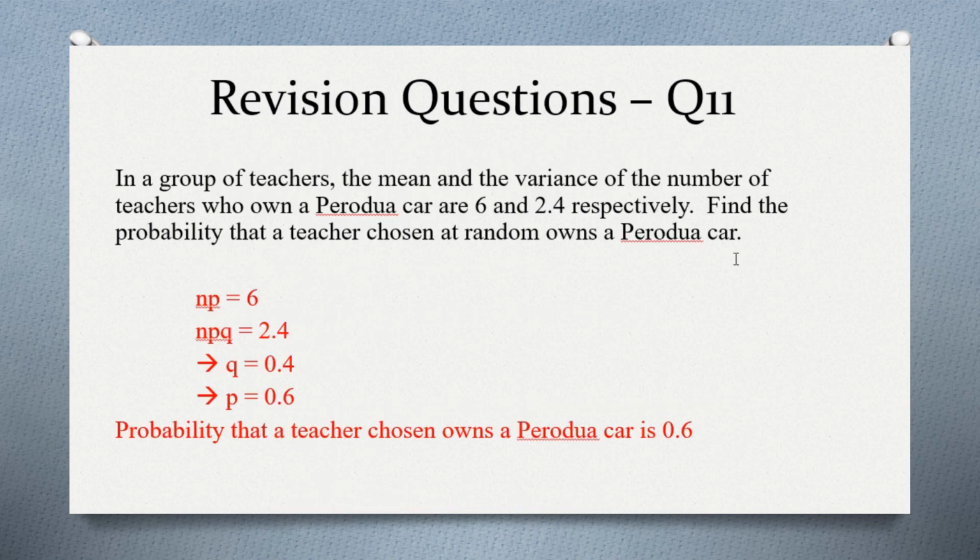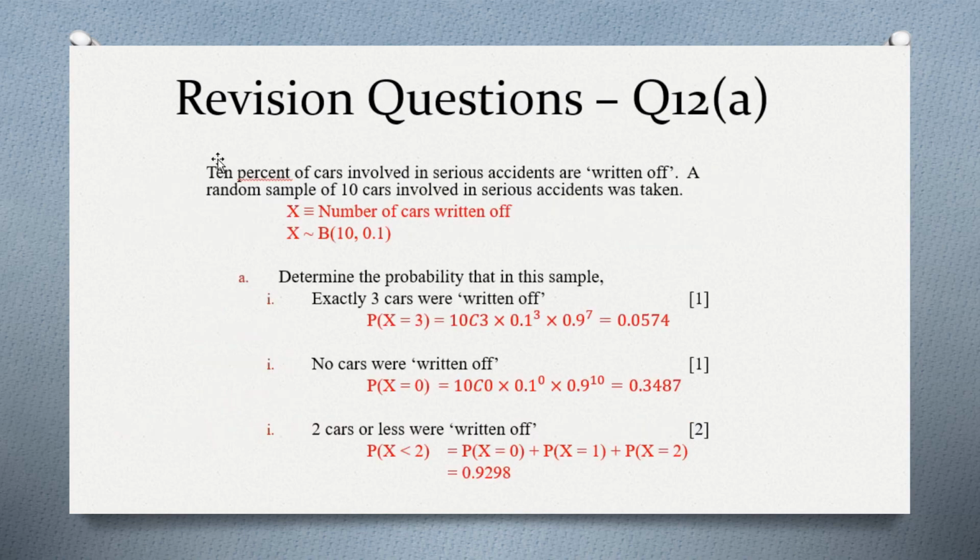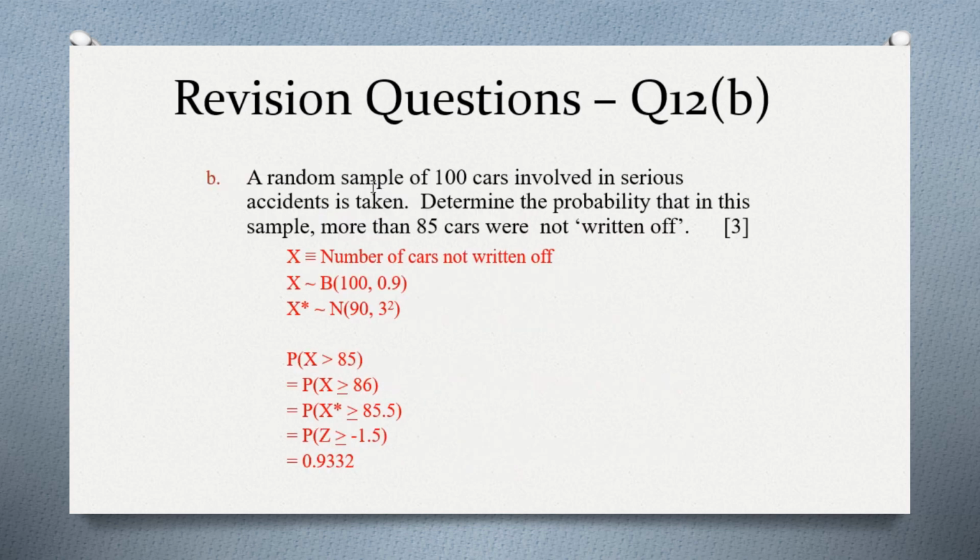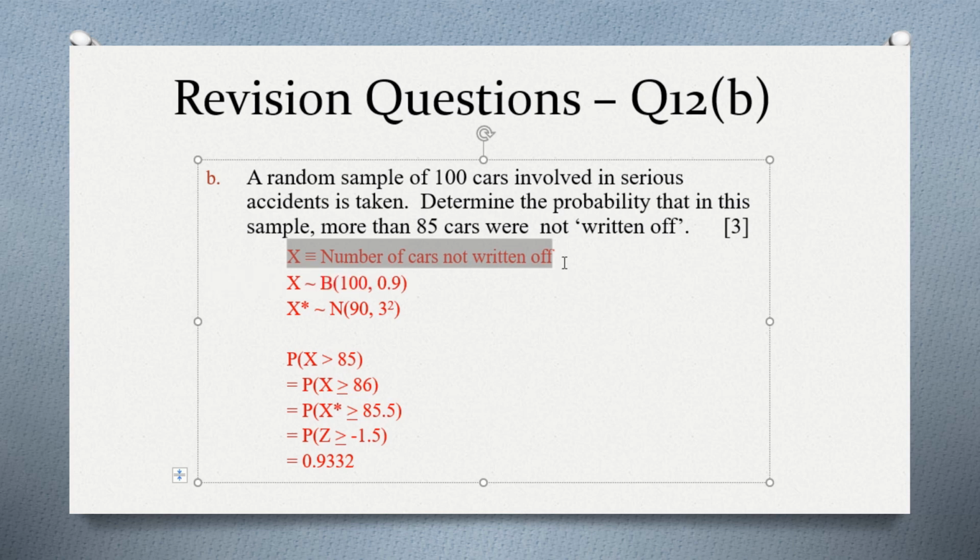Question 11, this one is quite simple. I'll move on. Find the probability teacher chosen at random owns a Perodua car. We have actually done this before, so it's quite simple. Moving forward, 10% of the cars are 0.1, n is 10. This is just using binomial distribution, so you should be able to answer the question. 12b, a random sample of 100 cars, so your n is 100. Determine the probability that sample not written off. So you must read it carefully, alright? So this event is number of cars not written off. That is why my p is 0.9.